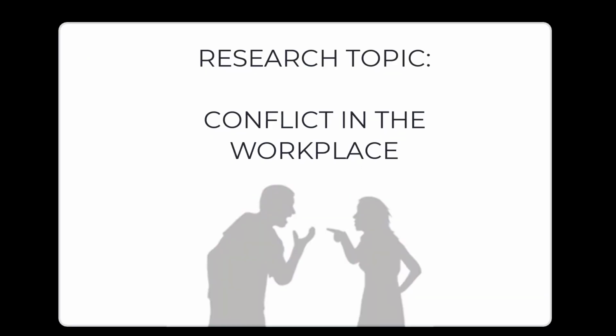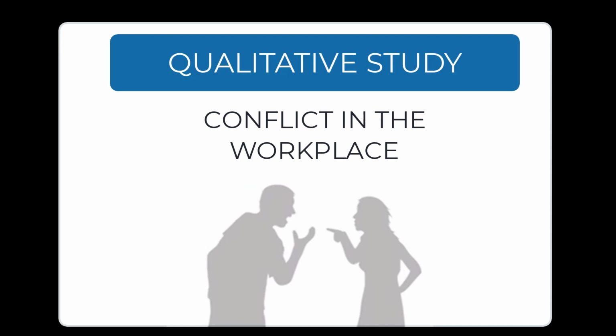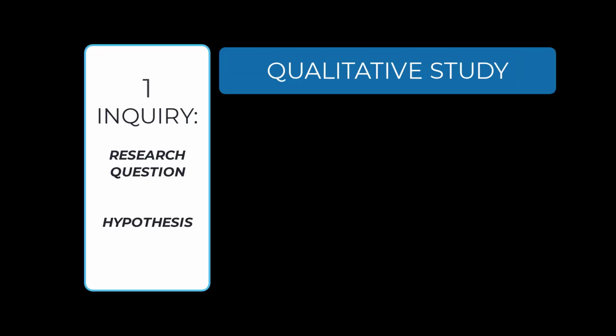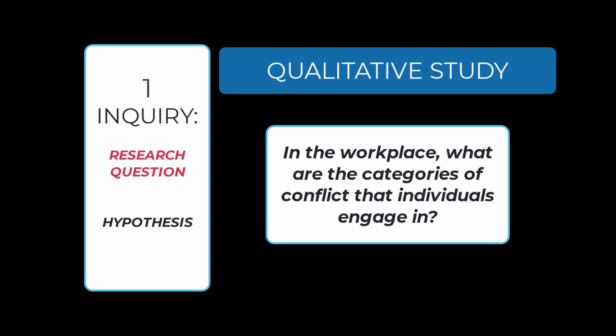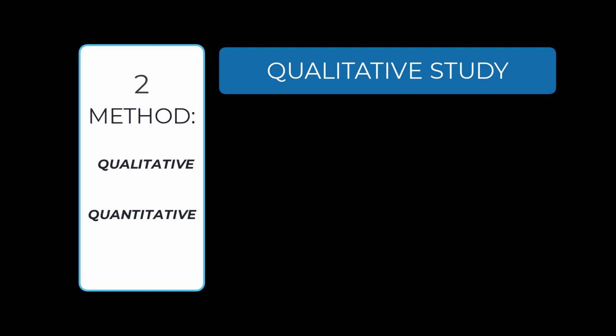Suppose you're interested in conducting a study about conflicts in the workplace. As a researcher, you have several key decisions to make. Let's look at an example of a qualitative study. You might select a research question such as, in the workplace, what are the categories of conflict that individuals engage in? Next, you will need to decide your method.